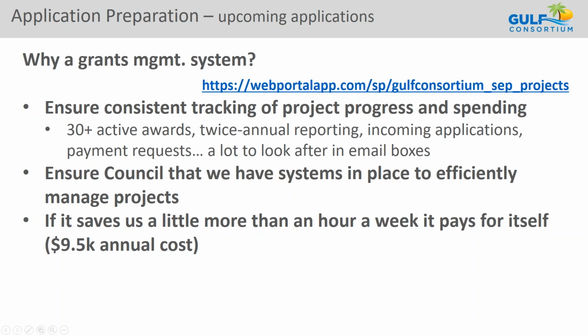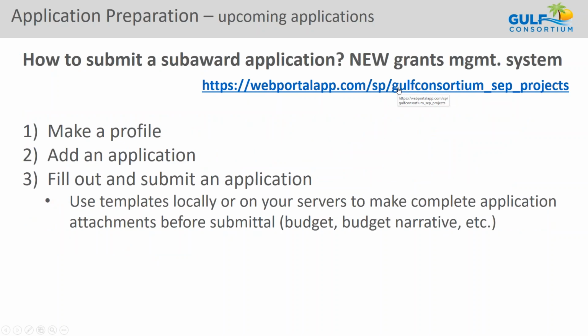But for now, this link is on the Gulf Consortium page, on the Grant Resources page, and it's very similar to how we have been getting applications. It's mostly just attaching files, attaching your budget narrative. The main difference here is before you do an application, you need to make a profile, which means you add an email address, your address, phone number, and you need a password. And so you have to log into this system now before submitting an application.